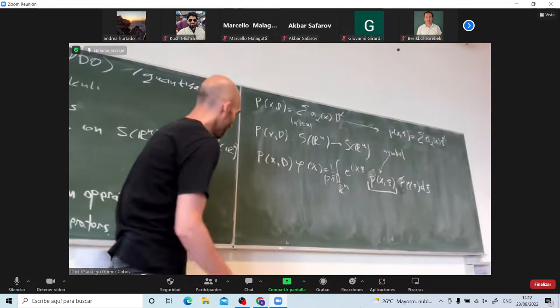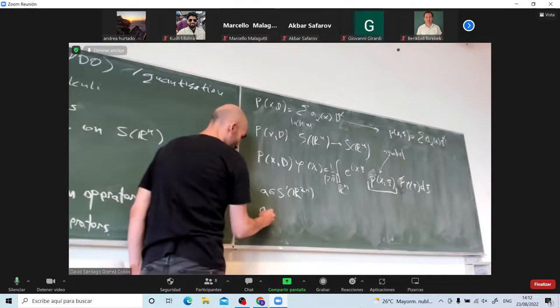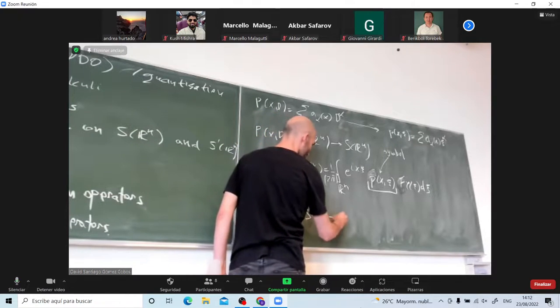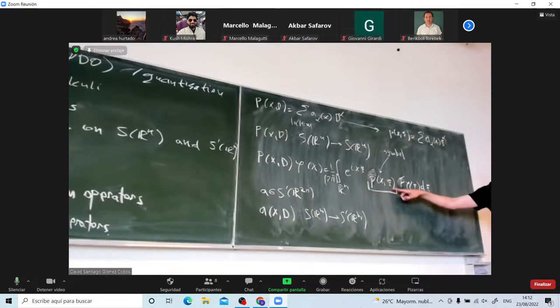It doesn't matter. So if you have any A which is in S prime, of two dimensions now because it has x and psi, then you can generate this operator A(x, D), and this will be continuous from S(R^n) into S'(R^n). And you can generate it like this by interpreting this thing in a weak sense. So let me rewrite this thing again. I'll just write the Fourier transform here as an integral. And if you write it like this, you can see the kernel of the operator.